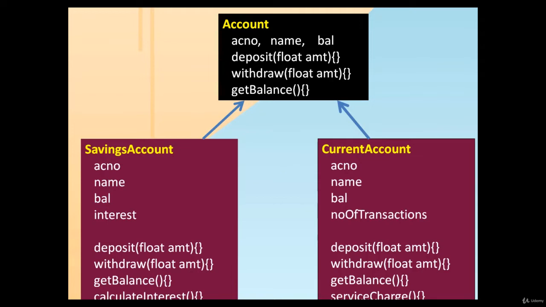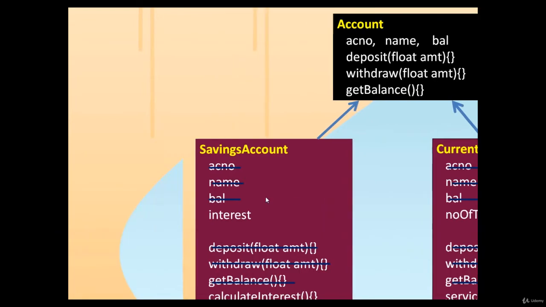So what is the benefit? The savings account and current account are extensions of Account. Whatever properties and methods are not private will be inherited by the savings account and current account. It's nothing but extensibility. So there is no need to have the account number, name, balance, deposit, withdraw, and get balance in the savings account, and the same are not required in the current account. Only the additional properties and methods are sufficient. This is what inheritance is.